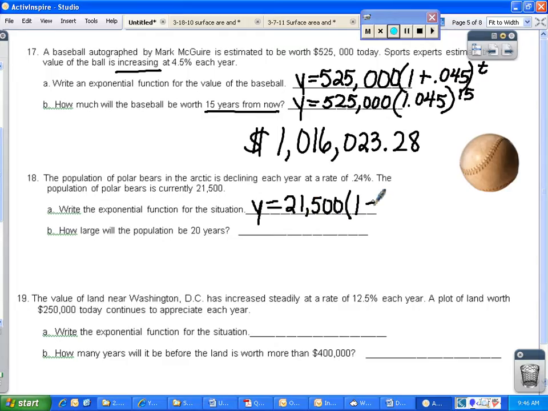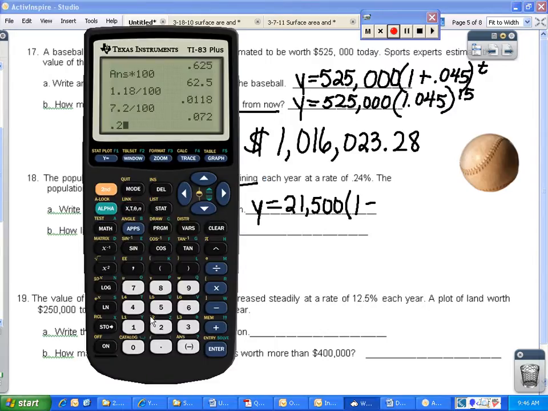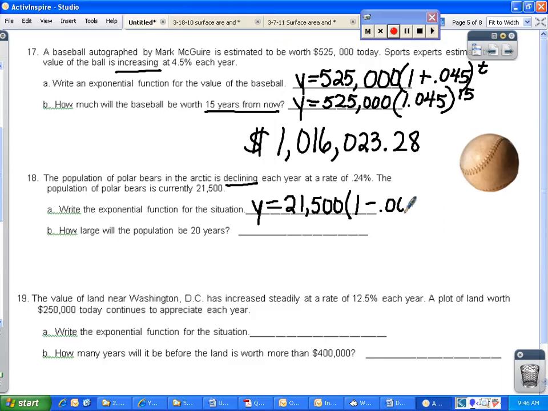For the next one, following the same model, you have 21,500 times 1 minus, because it's declining, 0.24. Some of you might be going, how do you turn 0.24? That is not already in decimal. You still do need to divide that by 100 to get 0.0024 raised to your time.